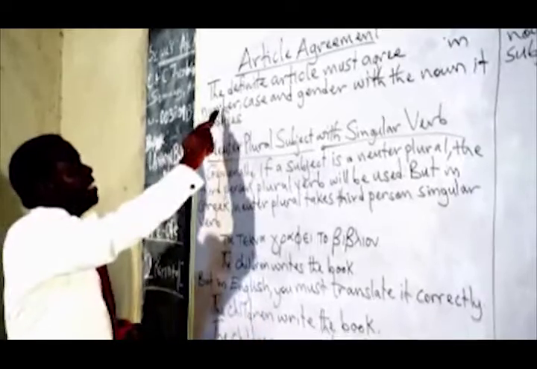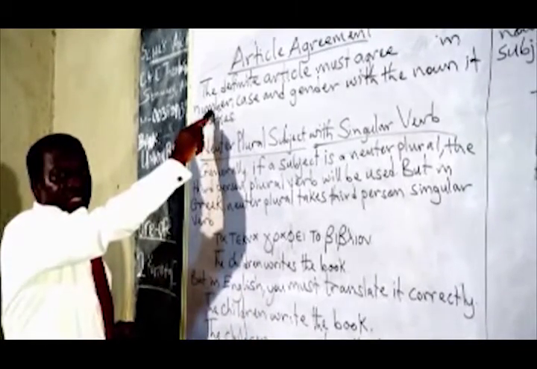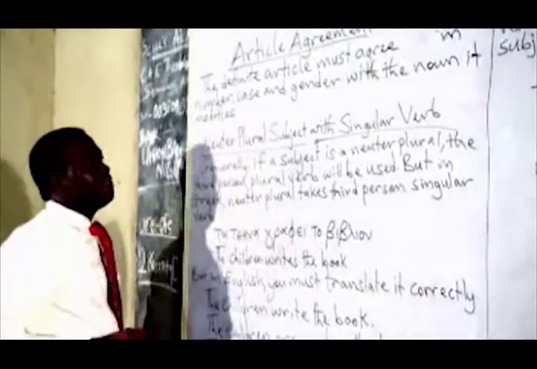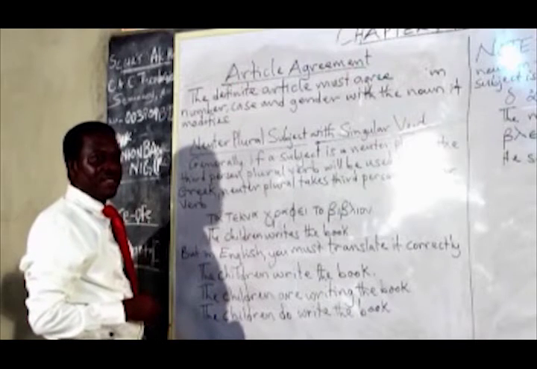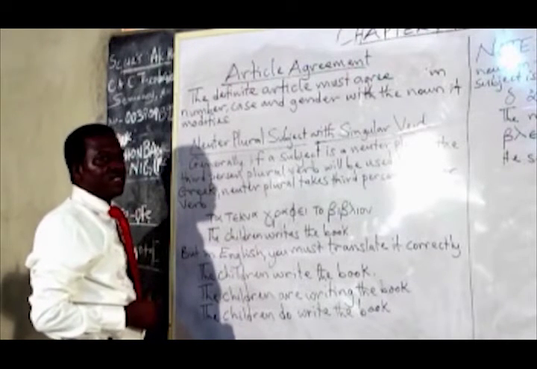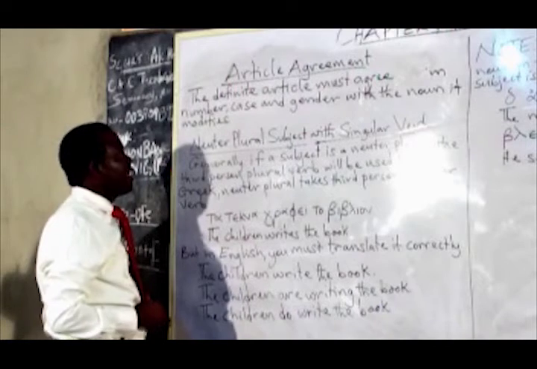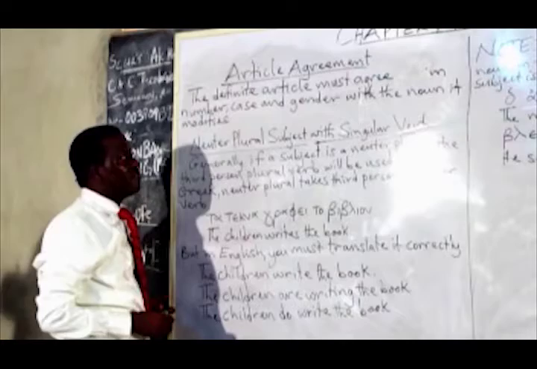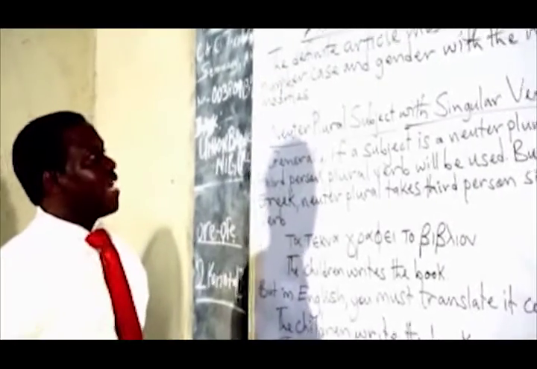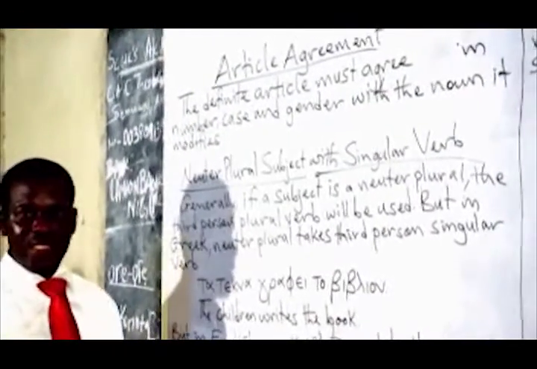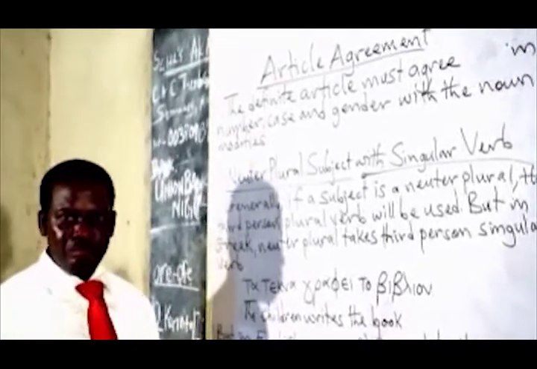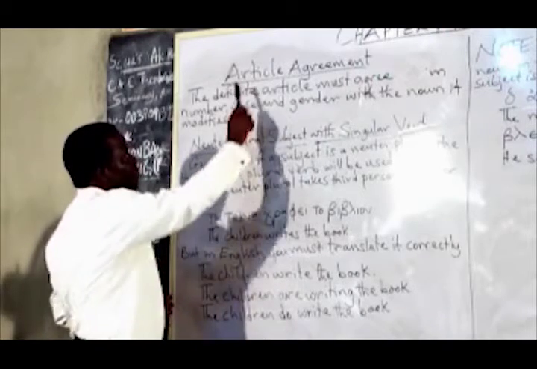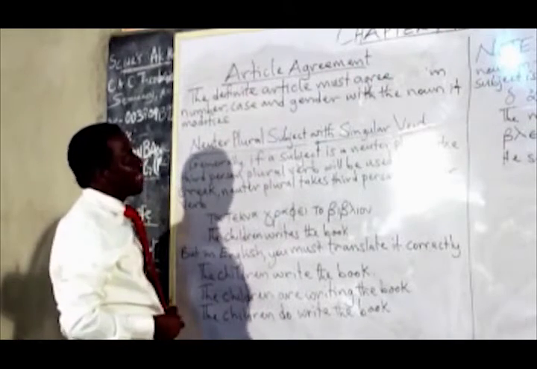If the noun is singular, the article must be singular. If it's plural, the article must be plural. In the case, if the noun is in nominative case, the article must be in nominative case. If it is in the accusative case, then the article must be in accusative case as well. Then in gender, if the noun is masculine, the article must be masculine. If the noun is neuter, the article must be neuter. This is what is meant by article agreement.